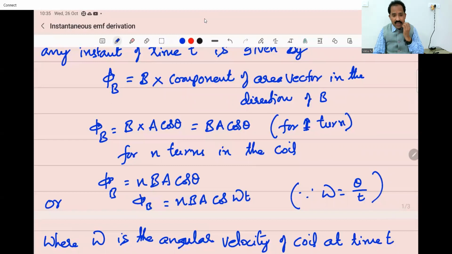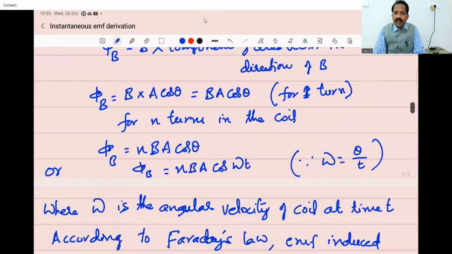This is phi suffix B. So phi B is equal to NBA cos omega t, because I can replace theta with omega t, since by definition, omega is equal to theta by t.